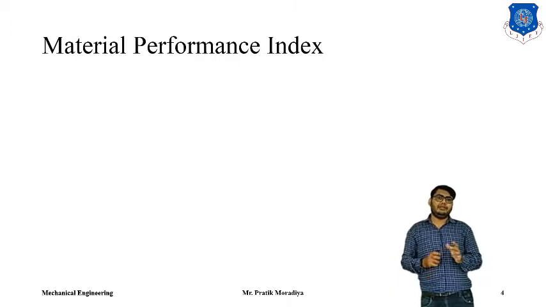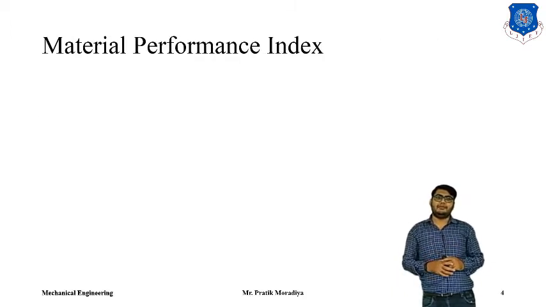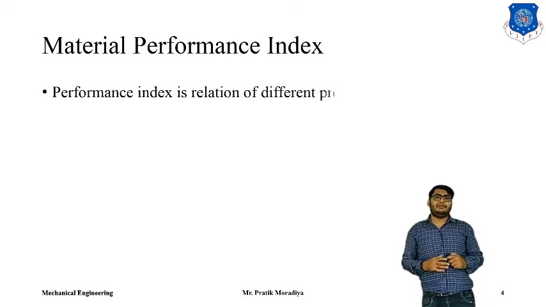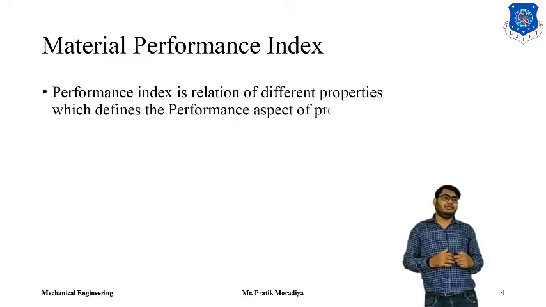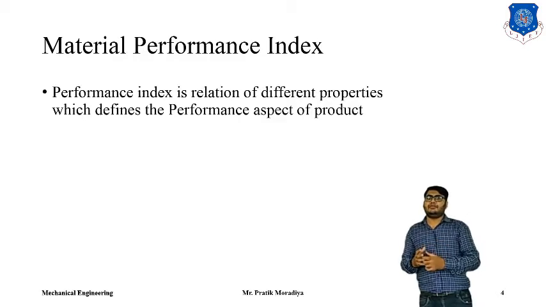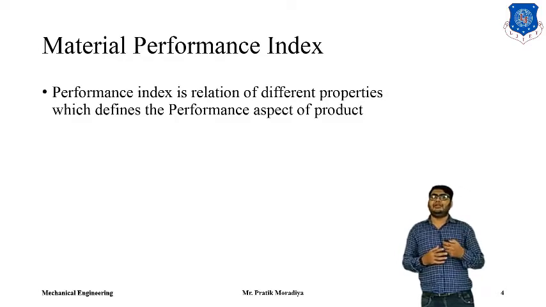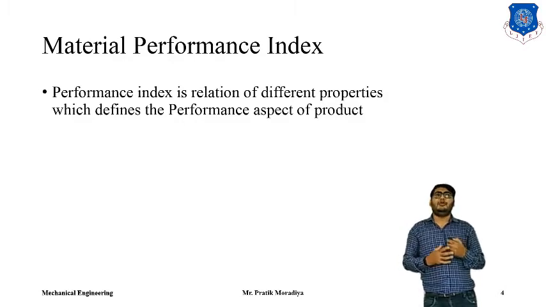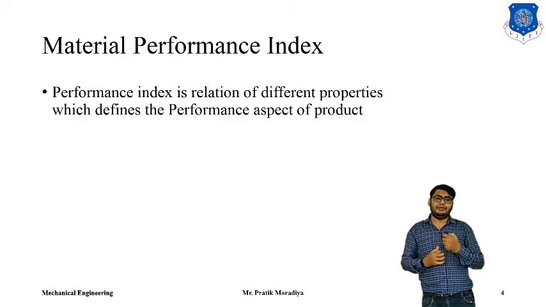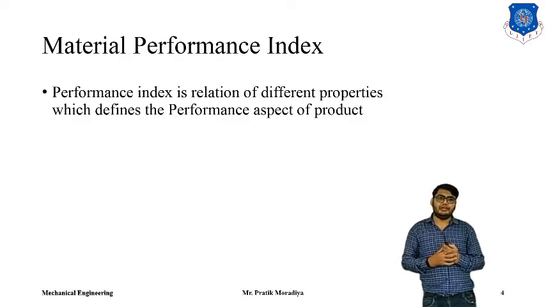Okay. Now, what is this material performance index? So, the material performance index is a relation of different properties which defines the performance aspect. For example, if you are selecting a material for a particular product, say you are selecting material for a bottle of cold drink. Let's say you are selecting a material for a bottle of cold drink. Now, which properties do you need in your material?